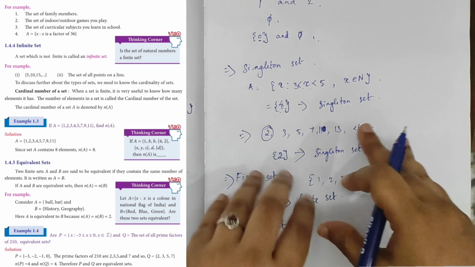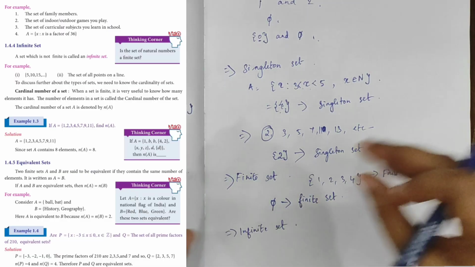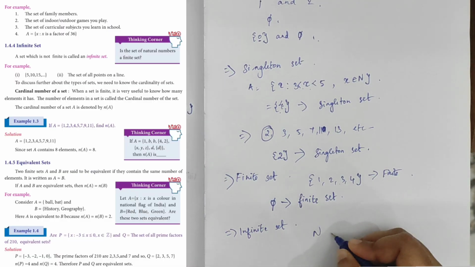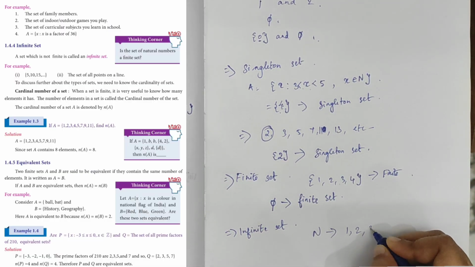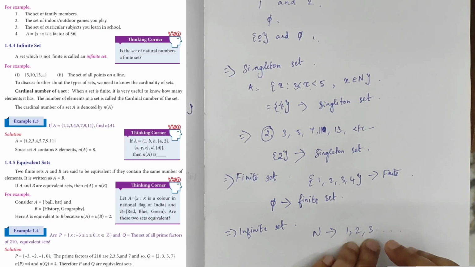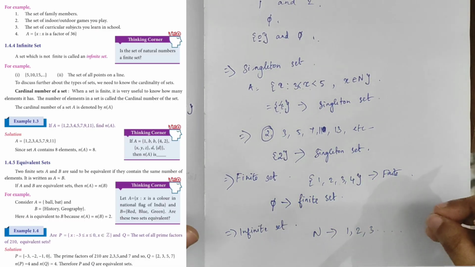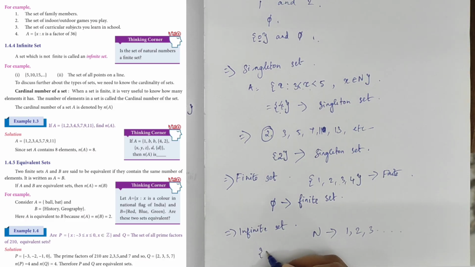A finite set, we can count. But if a set has no end, okay, for example, natural numbers, it begins with 1, 2, 3 and it goes on, right? So there is no end. So this one we call an infinite set because there is no end at all. Okay, for example, 5, 10, 15, 20, etc. This one goes on forever. So we call this an infinite set.